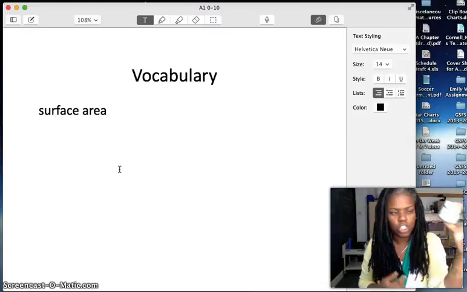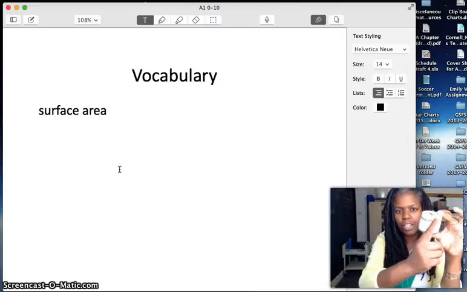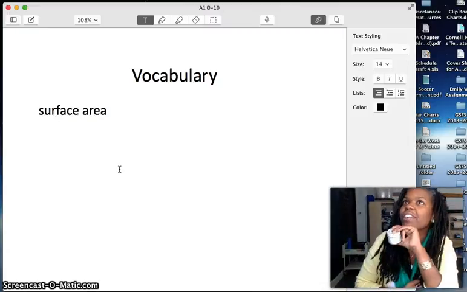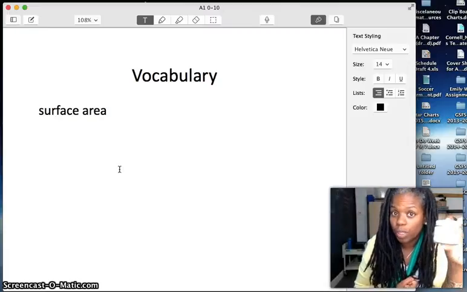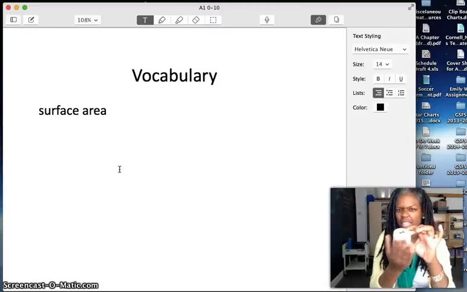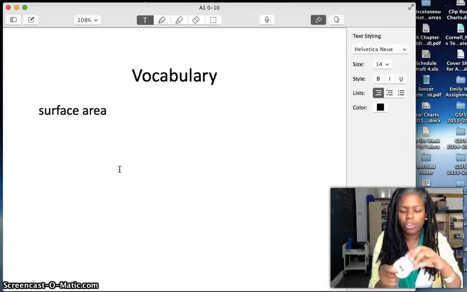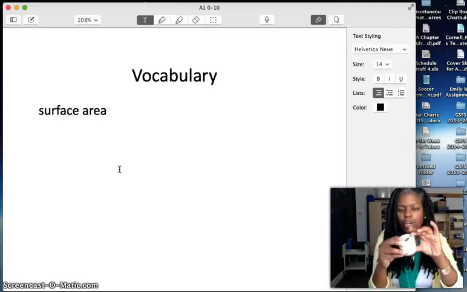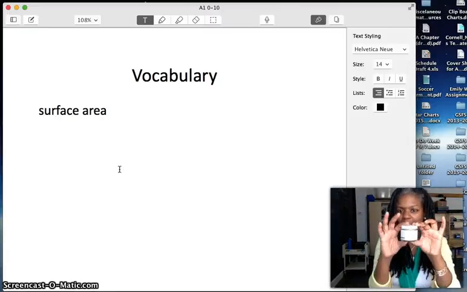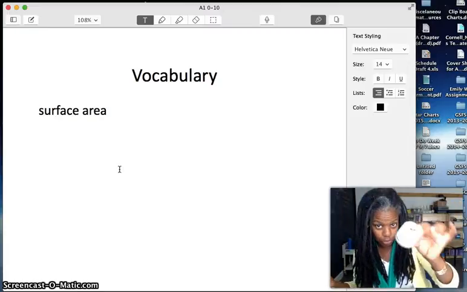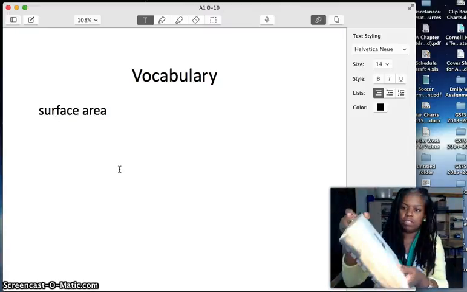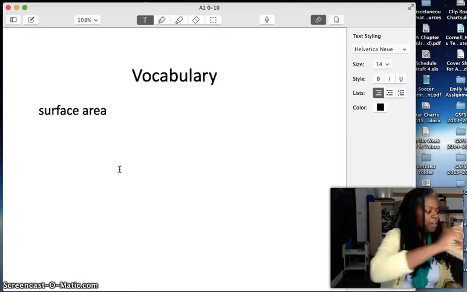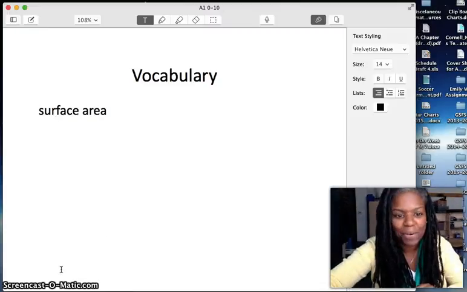So I have this jar, and if I wanted to calculate the surface area, sometimes I think about surface area as wrapping a gift, like how much wrapping paper you would need to totally cover the outside. So you're not measuring volume, you're not measuring the two-dimensional area, you're measuring the area of all sides of an object. So we'll do cylinders, which this is, and we'll also talk about rectangular prisms, which this is. All right, so let's take a look at an example.